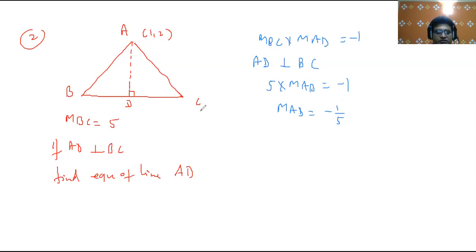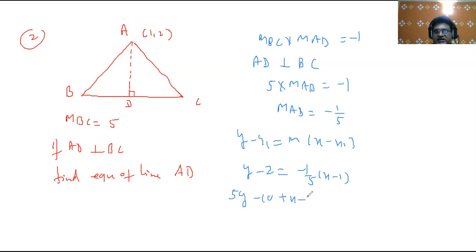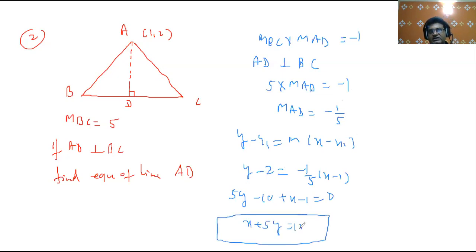Now we have a slope and we have a point. You can use the single point formula: y minus y1 equals slope times (x minus x1). So y minus 2, slope is -1 over 5, and x minus 1. So it is 5y minus 10 plus x minus 1 equals 0. So x plus 5y is equal to 11. So this is the required equation of straight line which is perpendicular to the line BC and passing through the point A. So with the help of this we can find out the equation of AD.